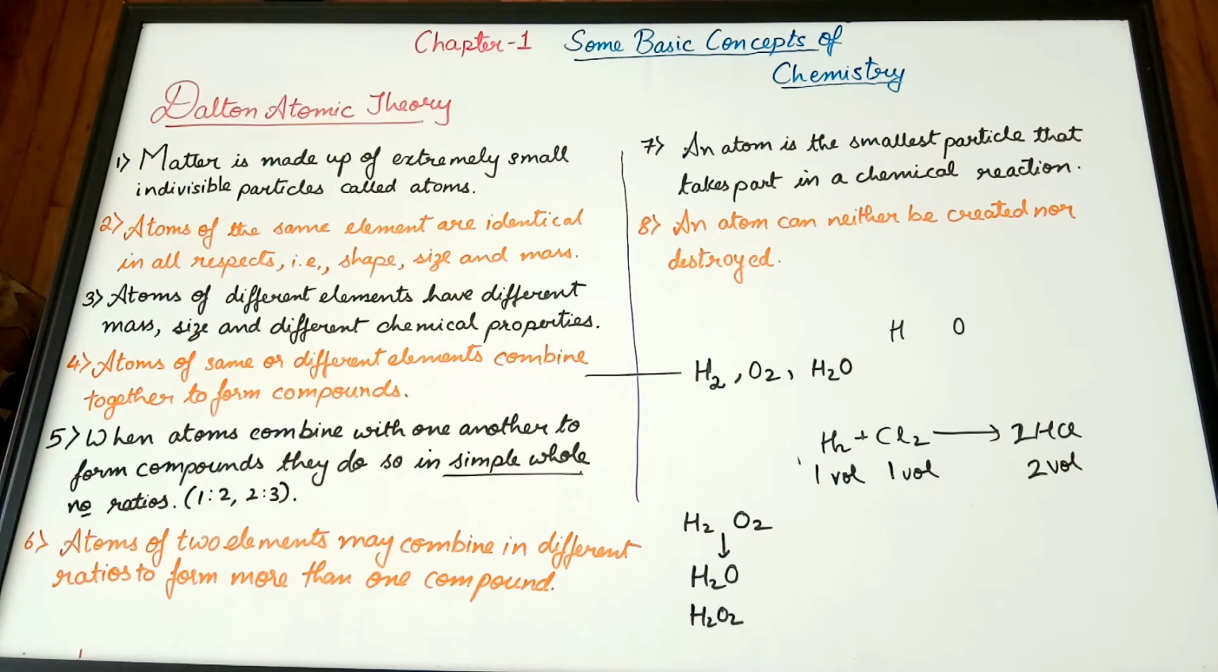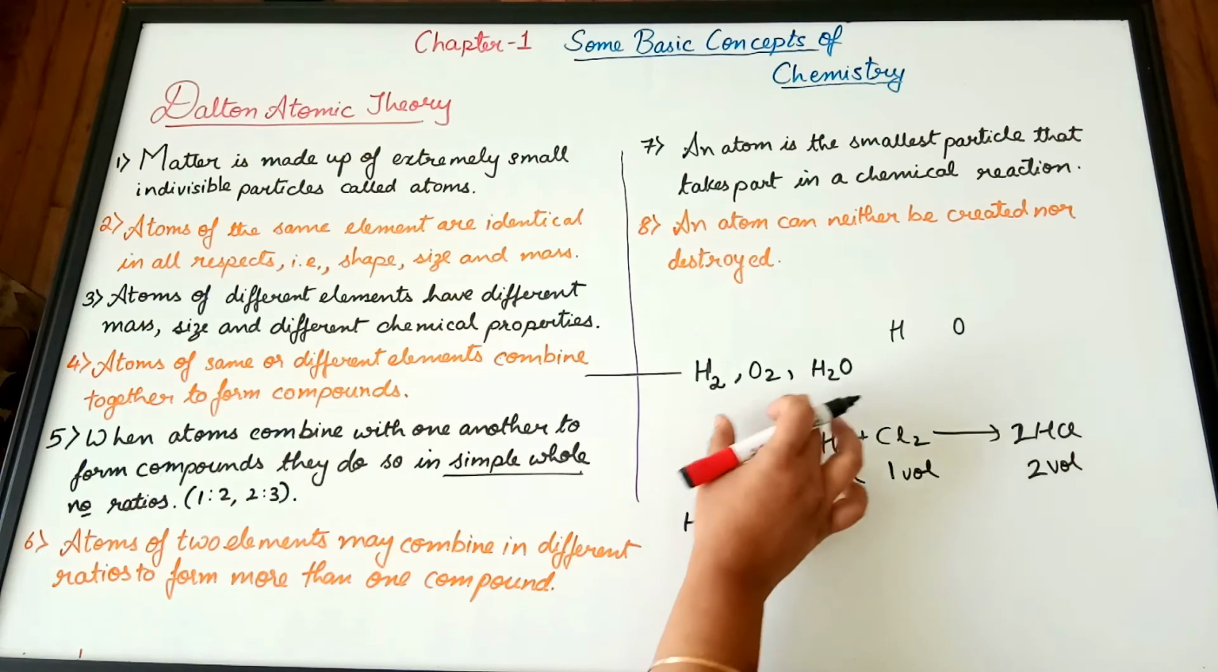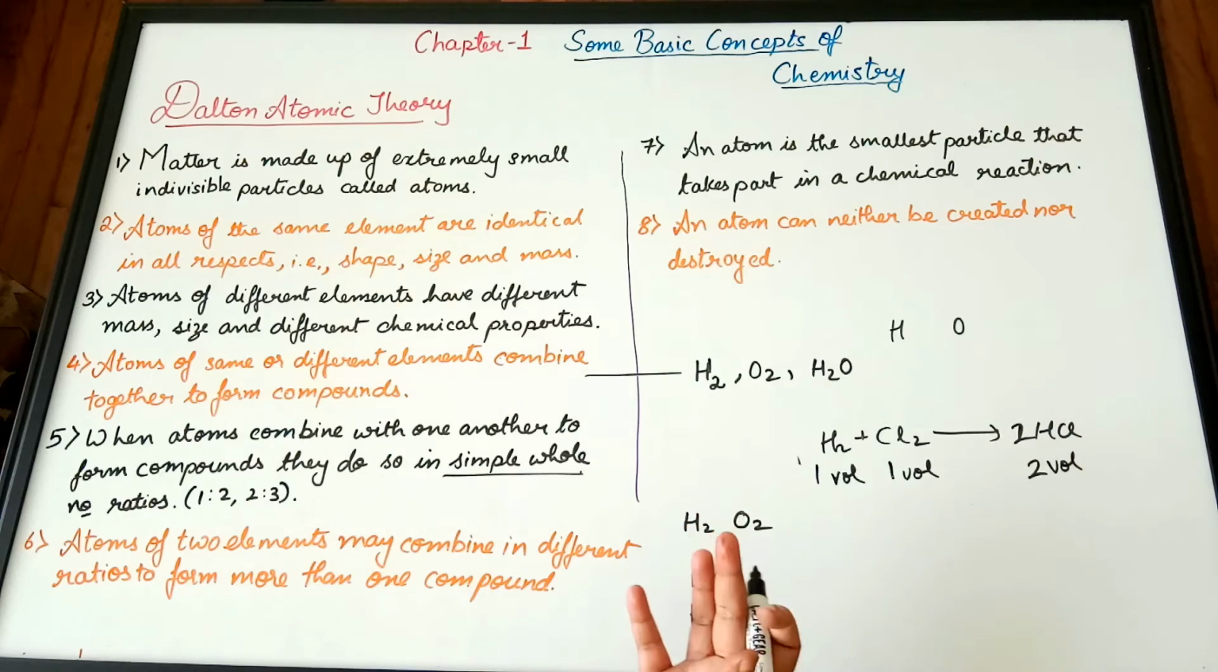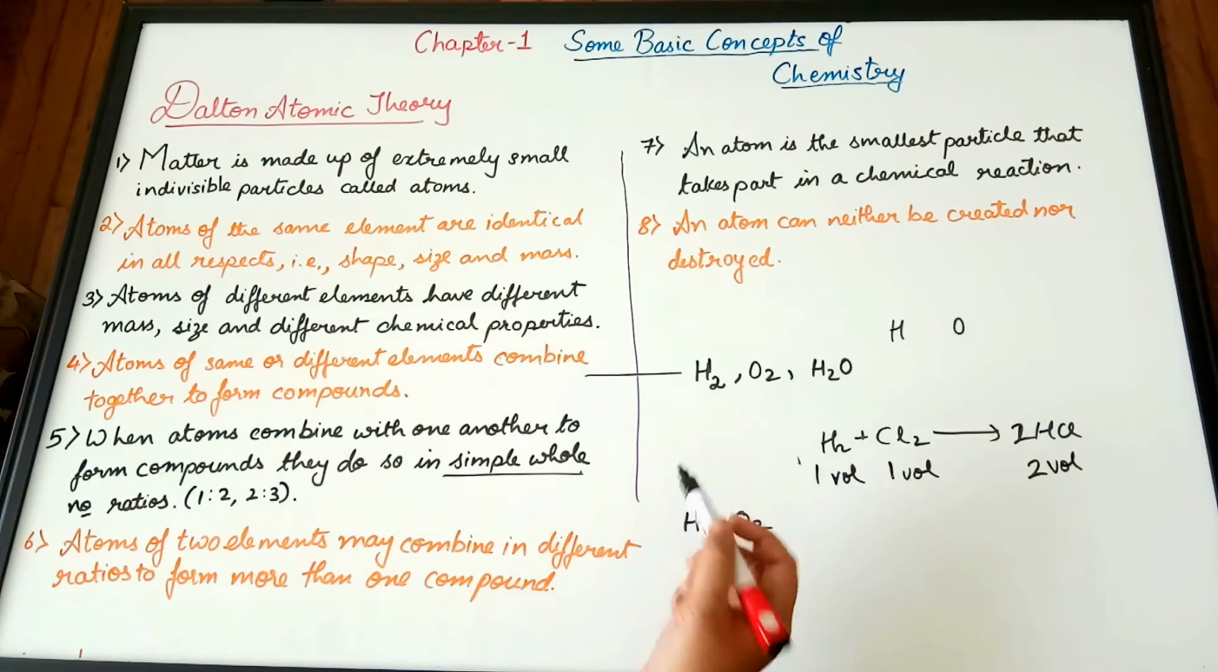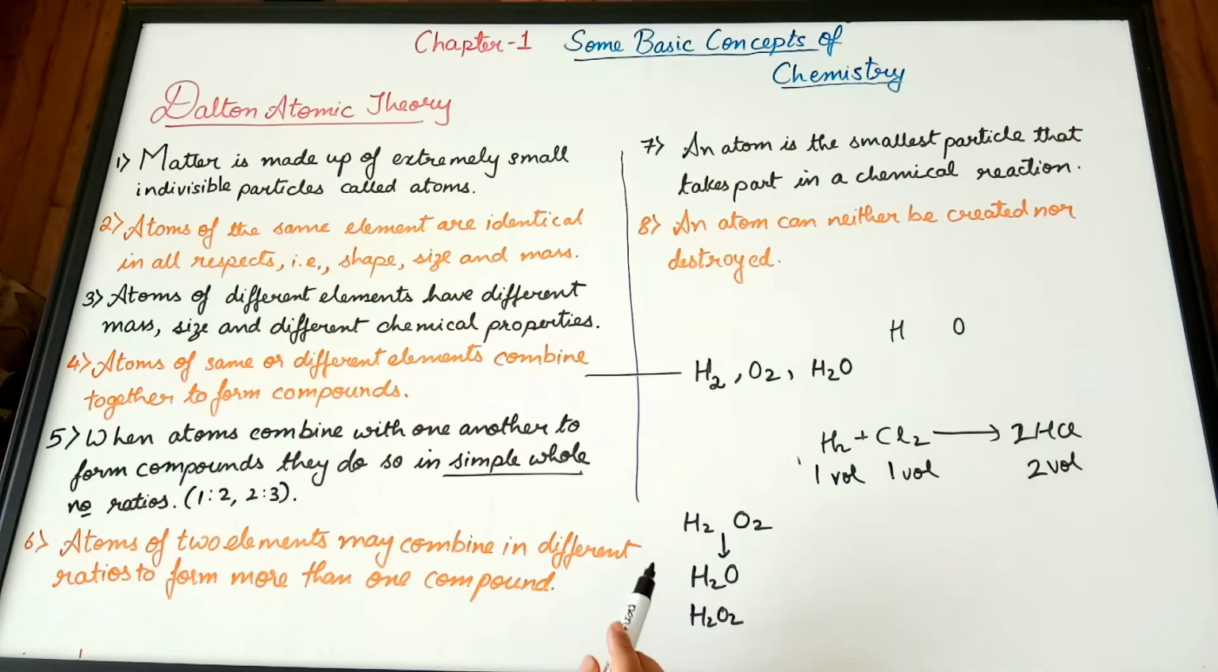What is the reason that they show differences in these properties was not clearly explained by Dalton's atomic theory. It was also unable to explain why compounds were forming in the first place. Why couldn't elements stay as they were? If hydrogen stays as hydrogen, why did it have to combine with oxygen to give us water? This clarity was not given by Dalton's atomic theory.